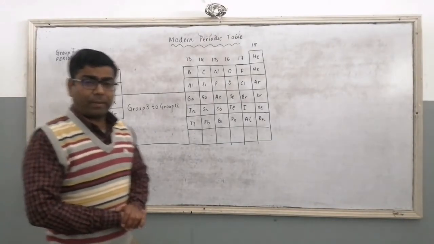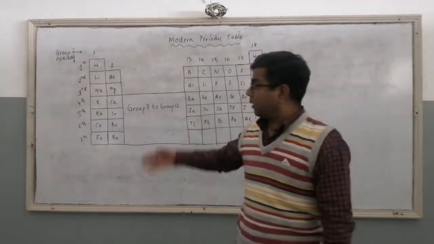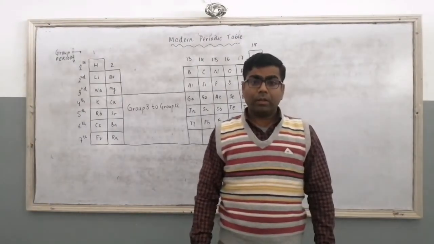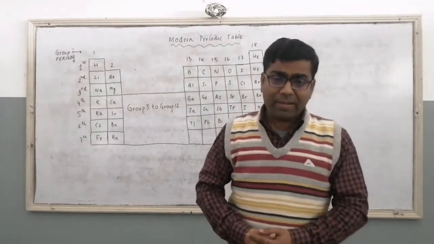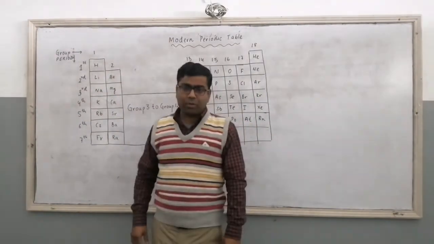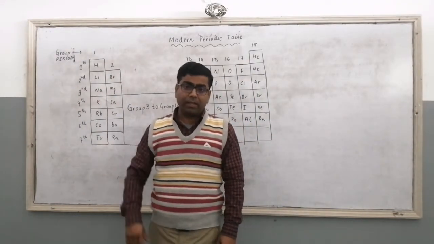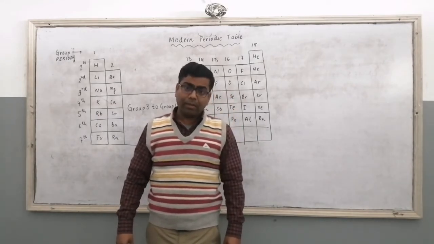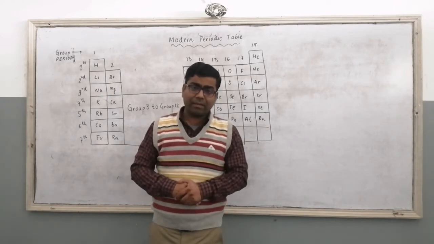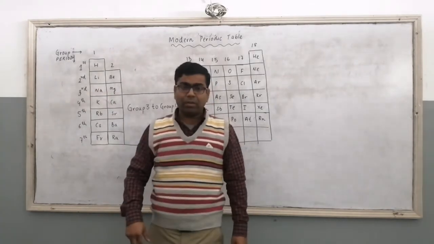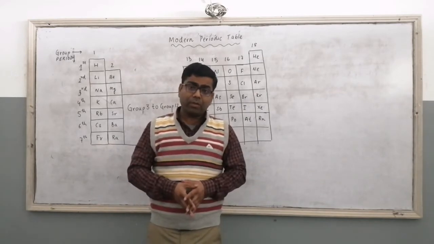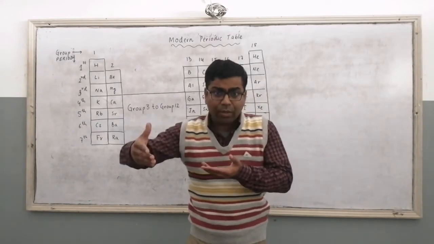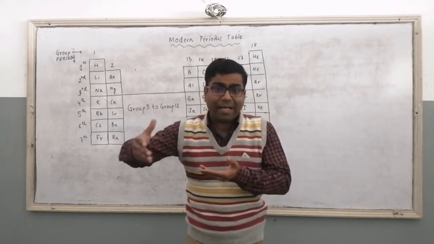atomic size will decrease. But what about the group? If you move from top to bottom in a group, then the atomic size increases. Reason is very simple. In case number 1, hydrogen, it belongs to the first period. First energy level is your valence shell. Clear? Valence shell decides the atomic size. Now, if we move to lithium, lithium is a member of the second period. So for hydrogen, that is the valence shell. For lithium, it will be the second energy level.